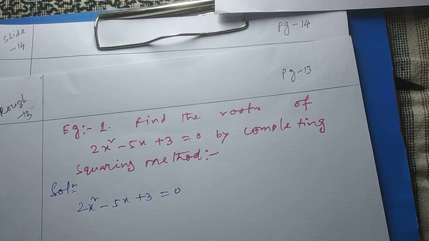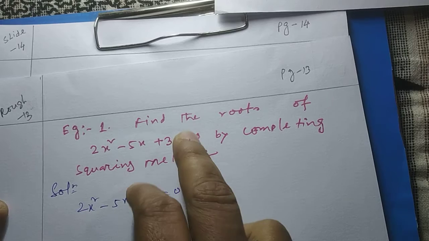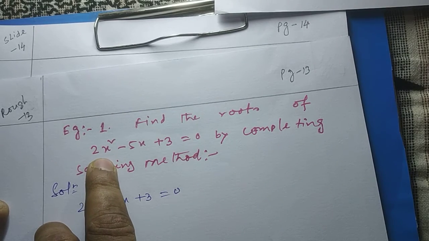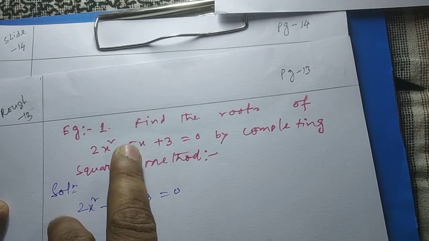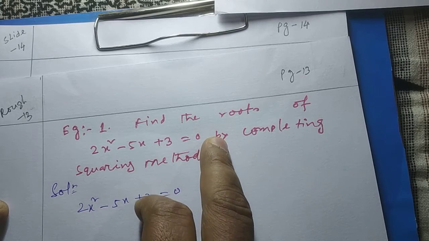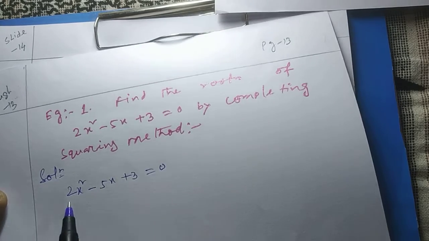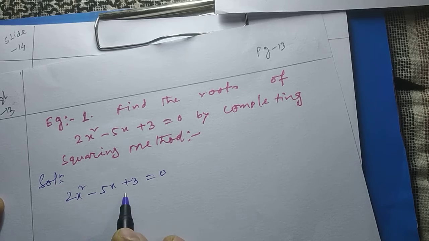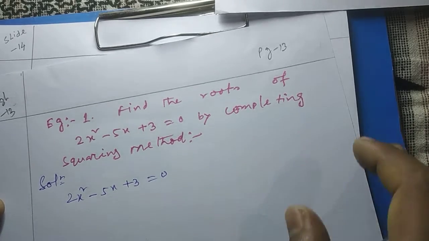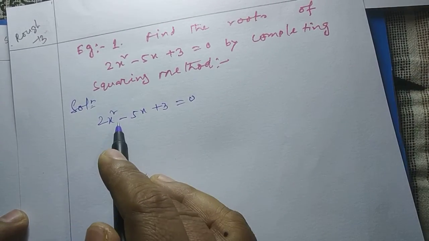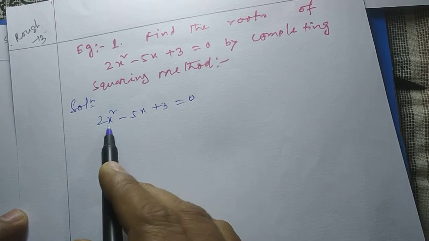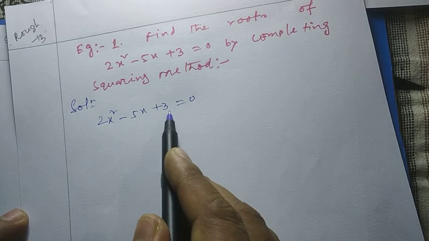In this case, the question may be asked in this way: find the roots of the quadratic equation 2x square minus 5x plus 3 equals 0 by completing the square method. The question may be given in this way. First, let us rewrite the question. 2x square minus 5x plus 3 equals 0. Now look at the left hand side.